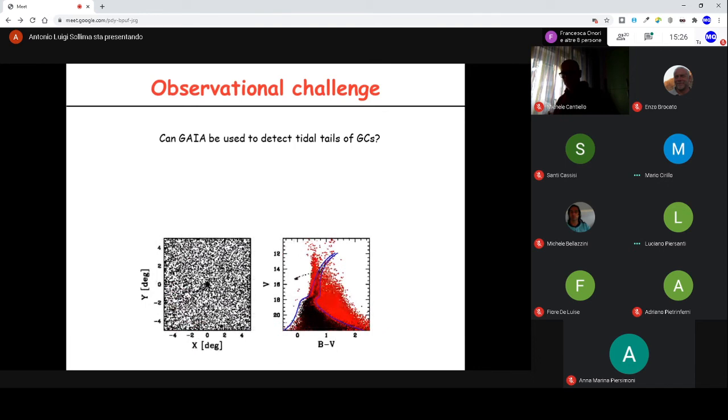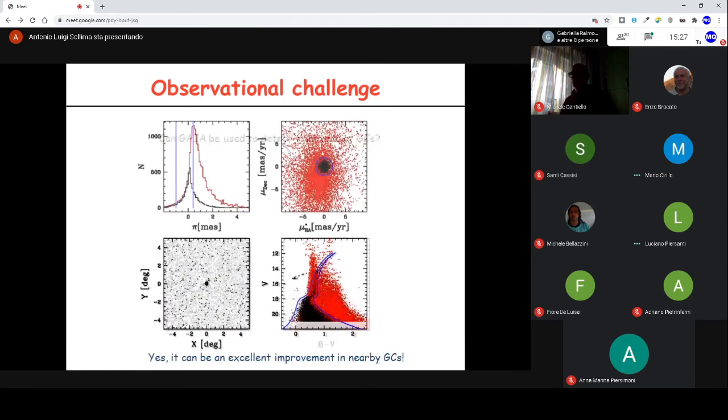This is, for instance, the simulation from before. And if I add the selection in motion and parallaxes, now you can see that the field contamination is reduced, even if in this case it is anyway hard to detect the tidal tails.